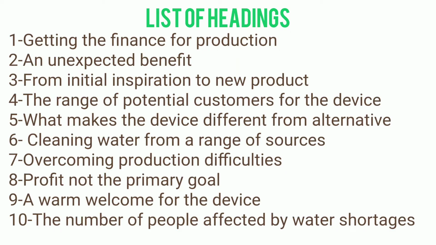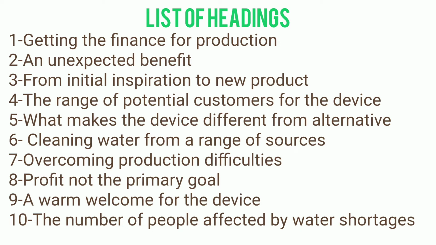The first heading says getting the finance for production. Again, eliminate that, not going. An unexpected benefit, again no, a big no. The range of potential customers for device, why I'm not considering 3, because it's already done. So fourth, again talking about potential customers, eliminate that. Fifth and sixth already done, so we will not consider that. Let's move to seventh, overcoming production difficulties. Again, talking about the shortage of water, not production, eliminate this also. Profit not the primary goal, there's nothing about profit mentioned over here, so let's eliminate this. A warm welcome for the device, no. Okay, so let's cross this also.